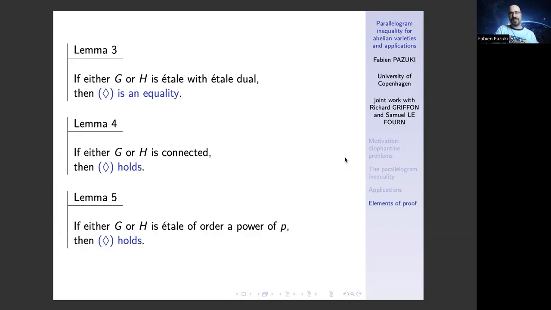And the final one is if G or H is étale, but this time of order a power of p. So then the dual is not étale in that case, if the power is non-trivial. So then, in fact, we can also prove the parallelogram.